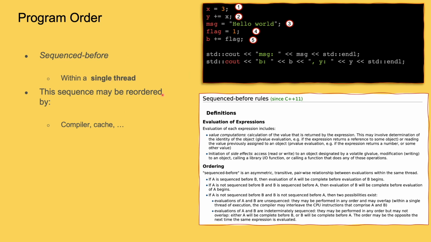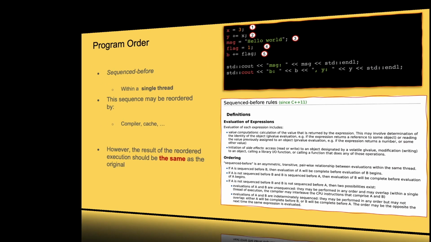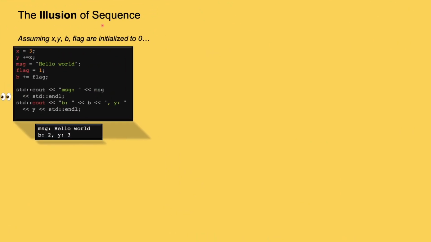But what happens is that the compiler or the cache or other parts of your system may reorder these things for optimization. However, as they reorder them, the result of reordering should feel or seem to be the same as the original. So basically, your compiler, your cache, or whatever optimization you perform here is free to do whatever they want, as long as what we print here is still valid. So basically what we want is an illusion of sequencing.